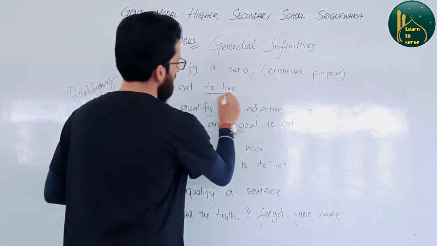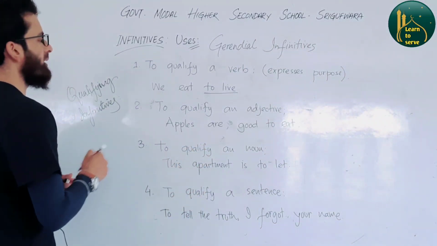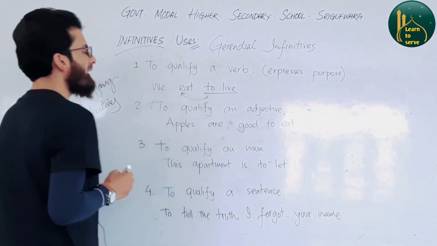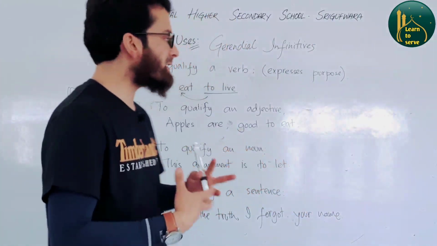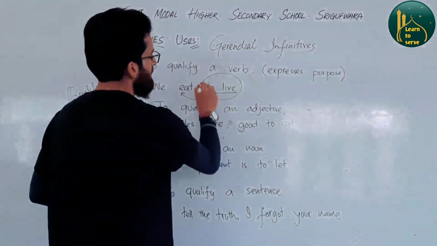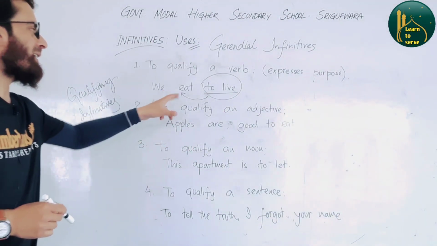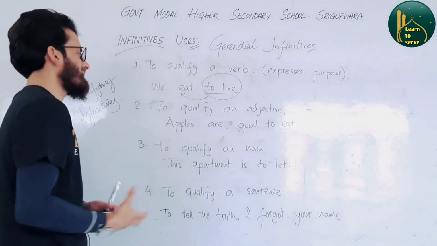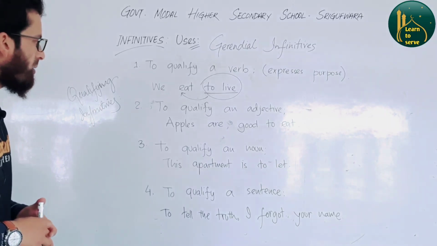Here this infinitive qualifies the verb eat, and it mentions the purpose of eating. We eat to live. Hence it modifies or qualifies the antecedent, that is eat.